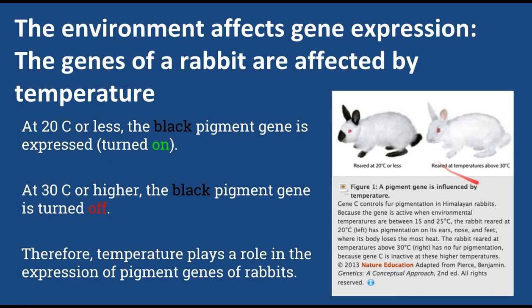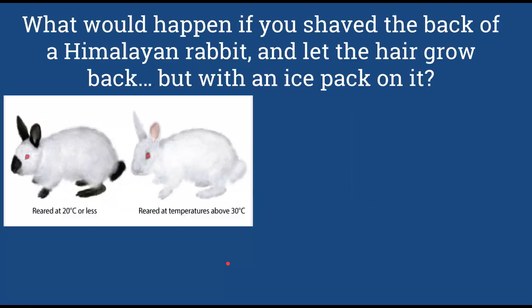This bunny, I think the scientific word for him is Himalayan rabbit. This Himalayan rabbit, over 30 degrees is all white. But if this guy is reared, that means raised, at 20 degrees or less, he gets black ears and a black nose and black feet. And that is because you're turning on the gene, the cold temperature helps turn on this gene for black pigment. And that, as you guys all guessed, helps him absorb heat in the places where he might be the coldest. So temperature can play a role in expression of genes.